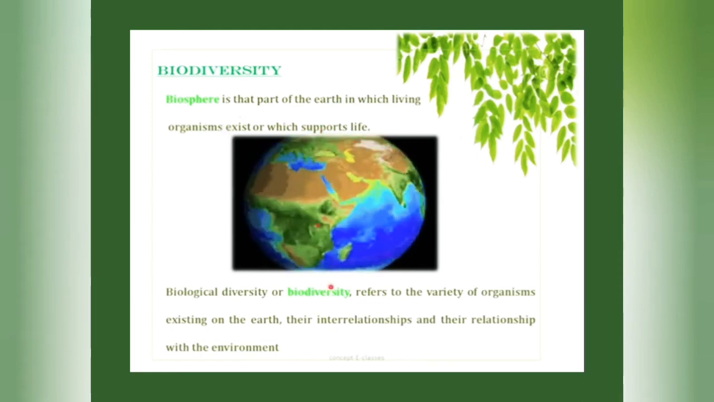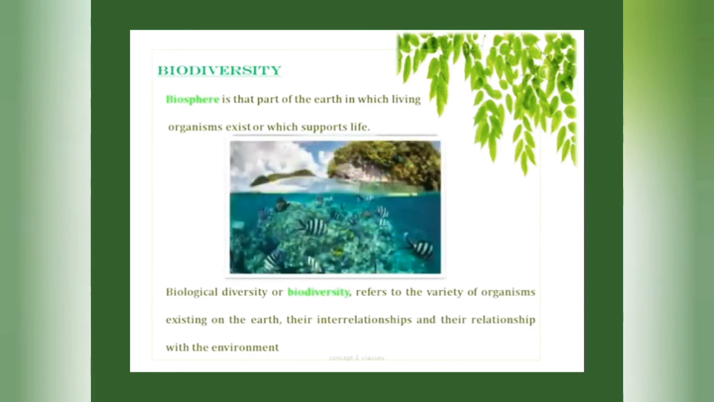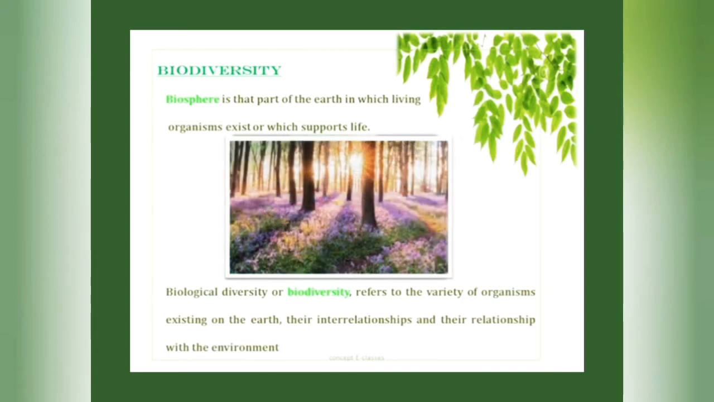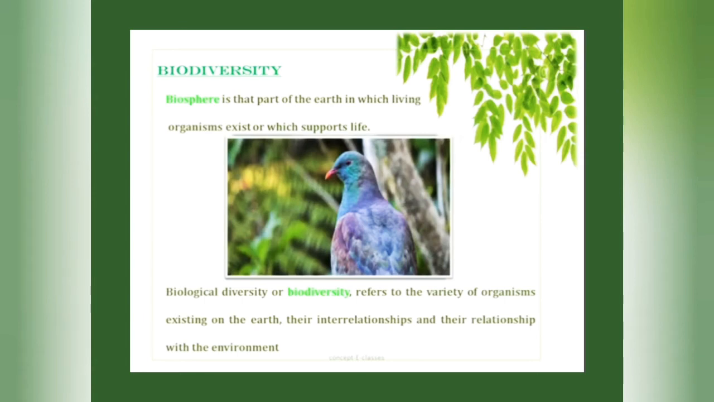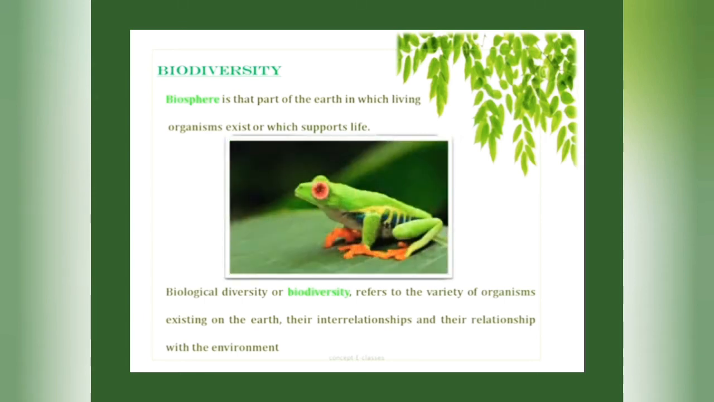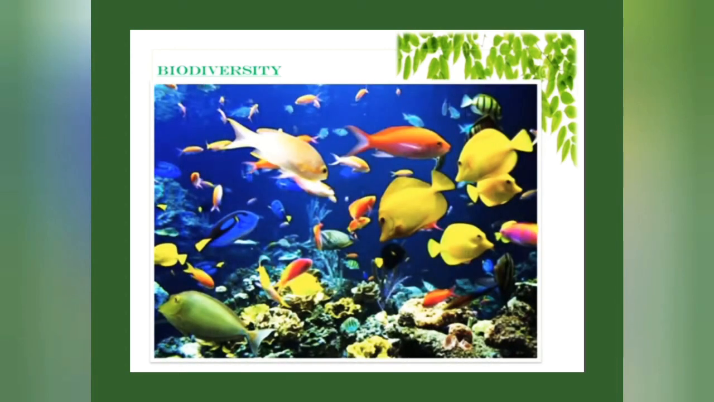Now, biodiversity refers to the variety of organisms existing on the earth, their interrelationships and their relationships with the environment. That is, biodiversity is the variety and variability of life on earth. It is the amount of diversity between different plants, animals and other species in a given habitat at a particular time. For example, the different varieties of animals and plants that live in an ocean is an example of ocean biodiversity.